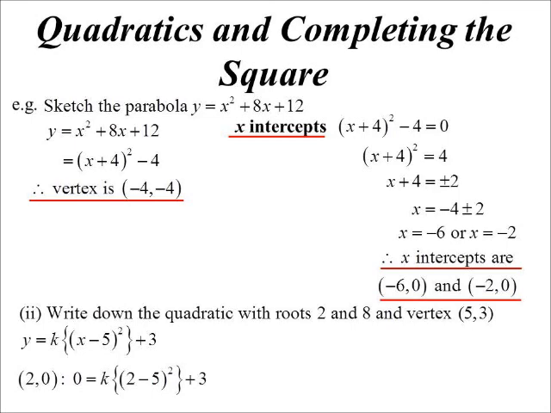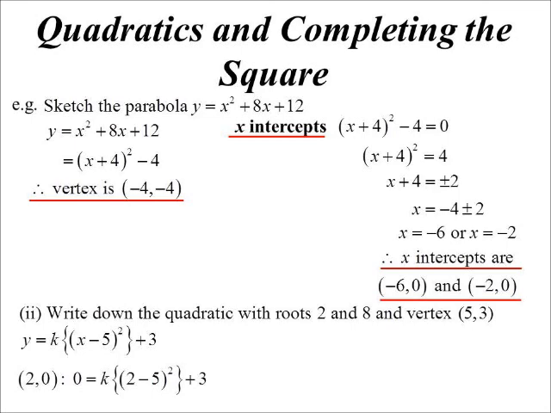But I know the roots are 2 and 8. It doesn't matter which one I sub in. Which one? What do you reckon? I reckon I used 8, because it would have given me a positive number. Let's see. Yes, 2. There you go. As I say, it doesn't matter.